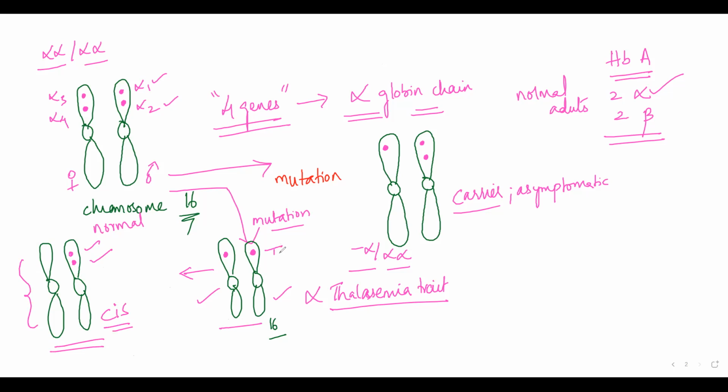If you lose a single gene from both of them, then we call it a trans. But both of them are regarded as an alpha thalassemia trait. These people are also normal. Quantitatively you can see that the globin chain production is going to be less here, but they are very normal, and sometimes they may even develop anemic conditions.